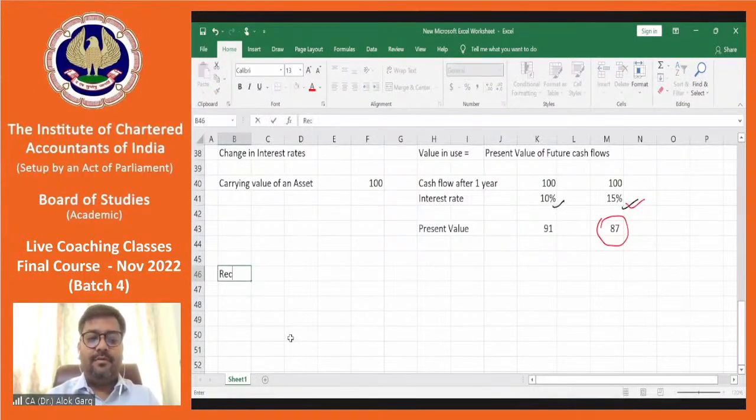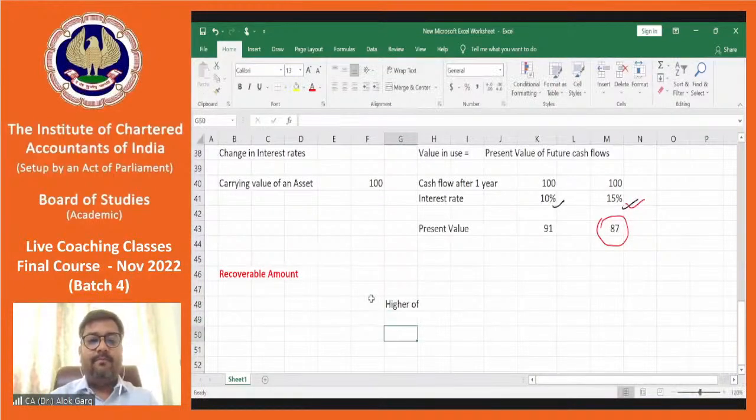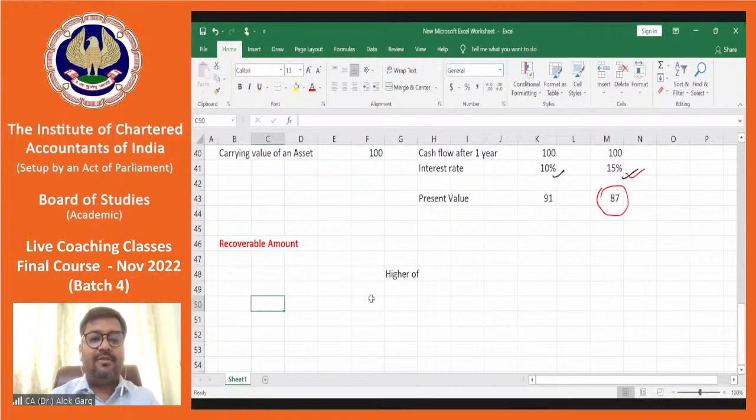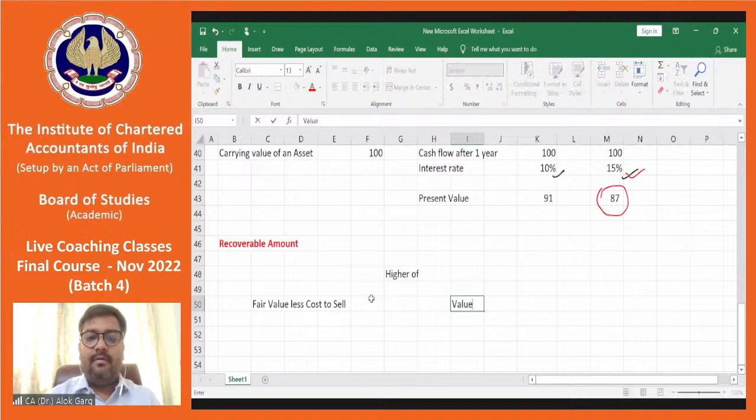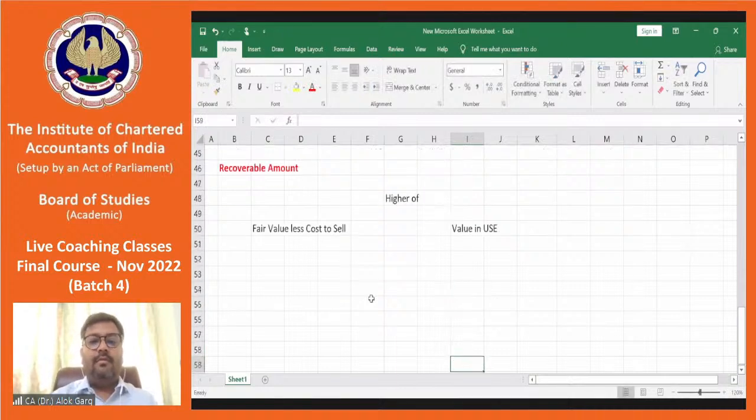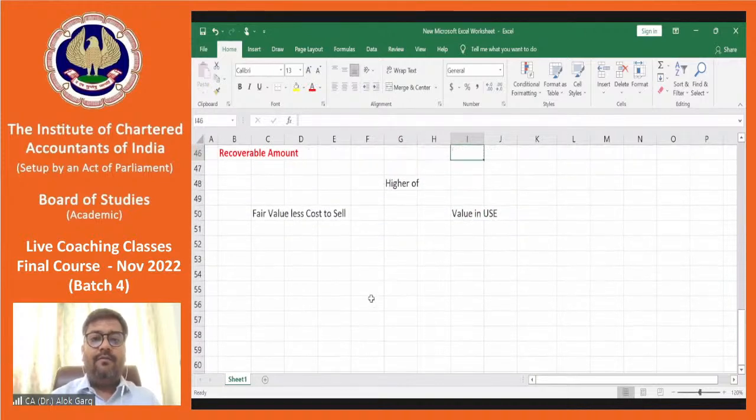Recoverable amount. And this recoverable amount is nothing but the higher of what? Your fair value less cost to sell and value in use, right? So higher of fair value less cost to sell and value in use.